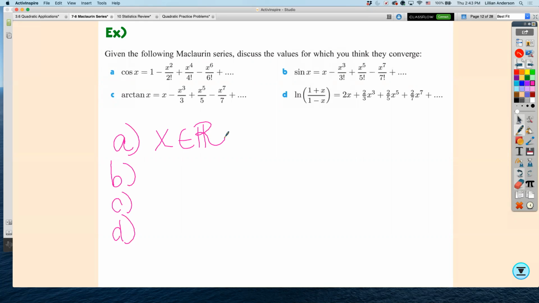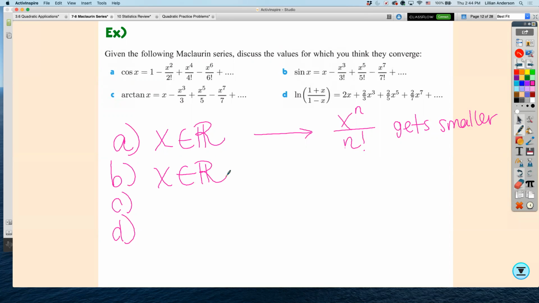What about b? It would be the same thing. Because it's getting smaller, yes, for any value of x, it's going to converge as well. Same explanation. What about c?